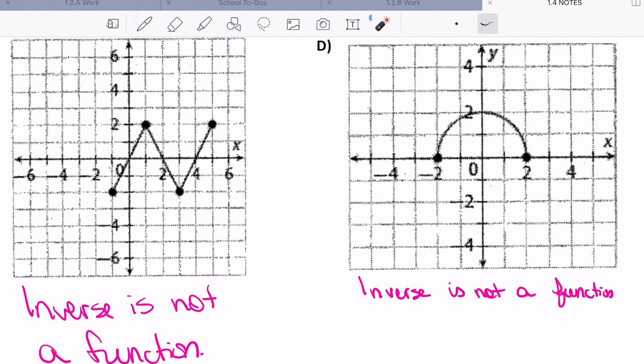All right, that should have been quick and easy. So as you can see, this function here would cross my horizontal lines 3 times. So in this case, the inverse would not be a function. For D, my function would cross my horizontal lines at 2 points at any given time, so it is not a function.